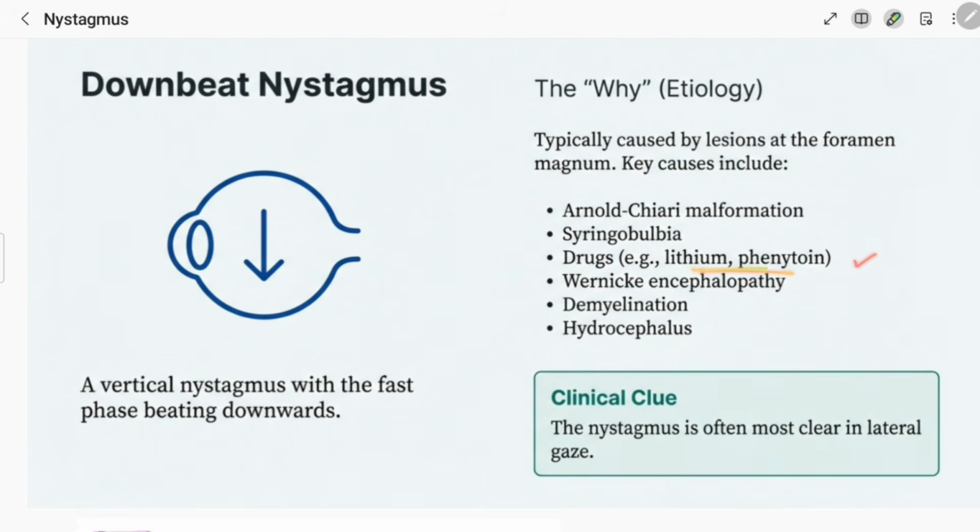Now, this is something which can be common in psychiatric patients. So we have to keep this in mind that lithium or phenytoin can elicit a downbeat nystagmus. If you see a patient with downbeat nystagmus, ask about the drug history. Also Wernicke's encephalopathy, demyelination, and hydrocephalus. And this type of nystagmus is often most clear in the lateral gaze.